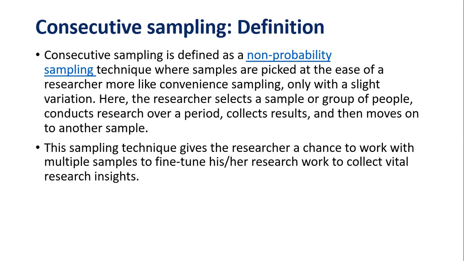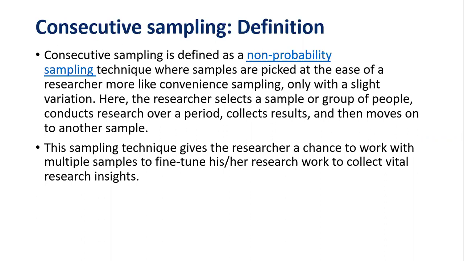That population will be our sample. So there is a slight variation here: researchers select a sample or group of people and conduct research over a period. Over a period means he will select a period, for this month, this year, what changes have happened, after 15 days. Over this period he will be doing research on it. He collects the results and then moves to another sample. Again he will select another group of people.